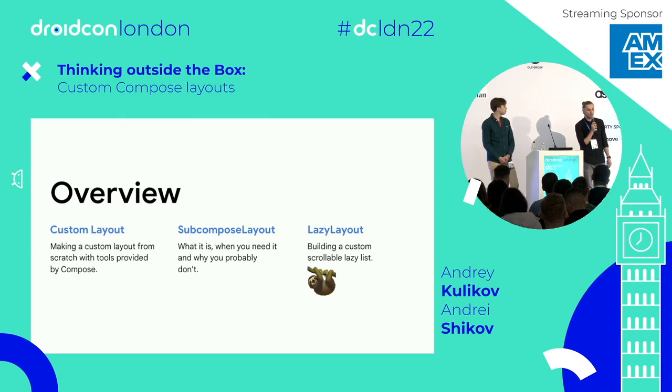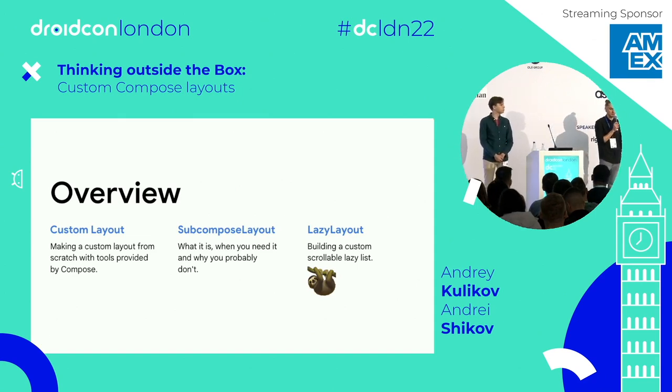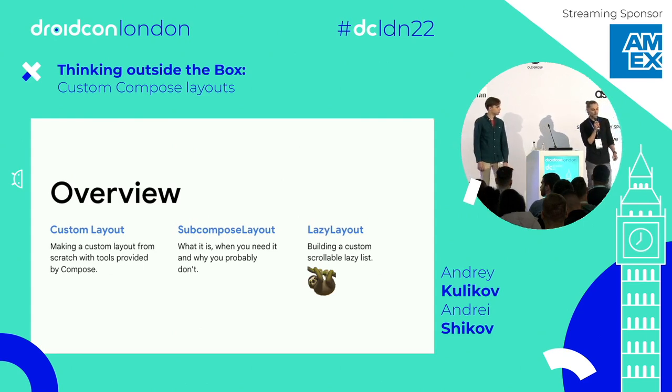And the next one, we will lazily switch to the next topic, which is lazy layout. That will help us to implement some custom scrolling lists, and with that you probably need lazy layout APIs.